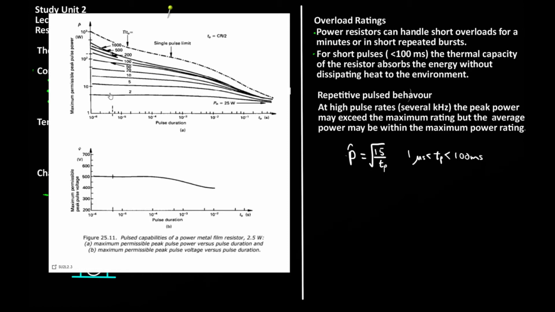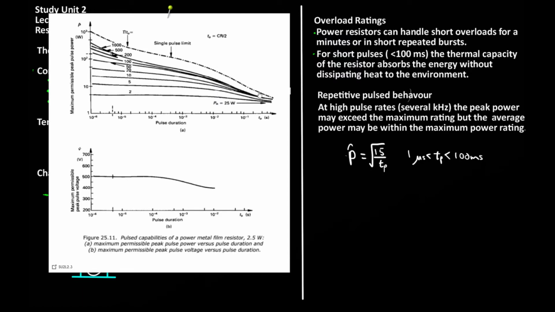This graph shown here is for a particular 2.5 watt metal film resistor, and it can be seen that the shorter the pulse duration, down here at the bottom of the scale, the higher the maximum permissible peak pulse power will be, and as the pulses get longer, the maximum permissible peak pulse power will actually decrease. If the pulses are on the order of microseconds, then the allowable peak pulse power is a few hundred watts. But as the pulses approach the millisecond length, the maximum permissible power starts to approach less than 10 watts.